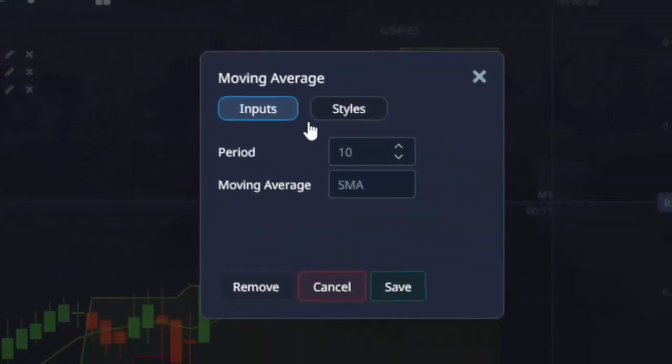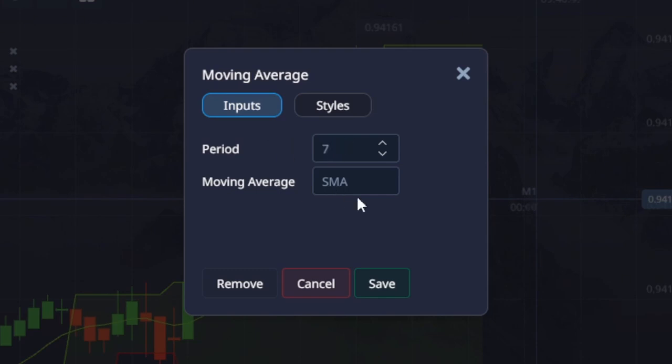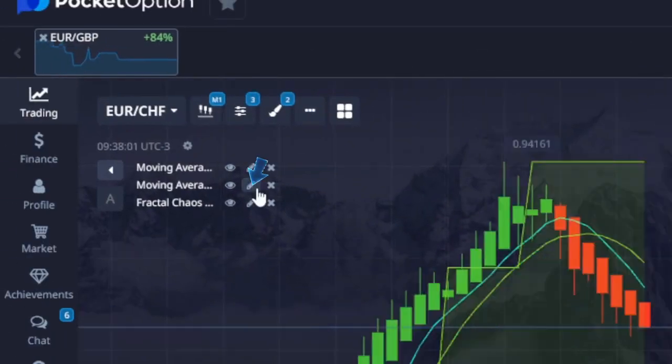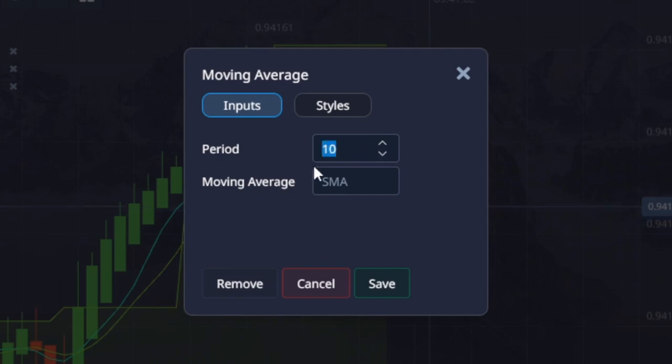The first moving average, we're gonna use 7 periods, simple. Okay, the color is up to you. The other one, we're gonna use 20 periods, and EMA for that one.